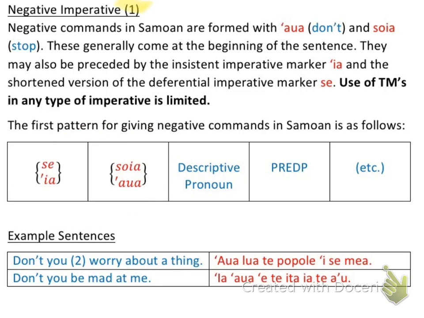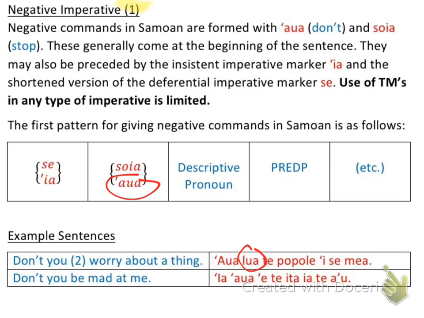So don't you two worry about a thing. If I wanted to say don't, then I would say soia. All right, or sorry, that's stop. Awa is don't. And again, if I wanted to, I can add these, if I don't have to. But don't is awa, and then you two is lua in the descriptive format.